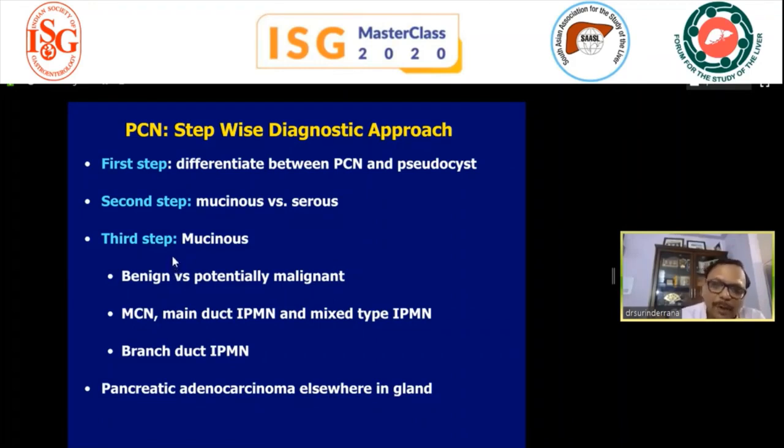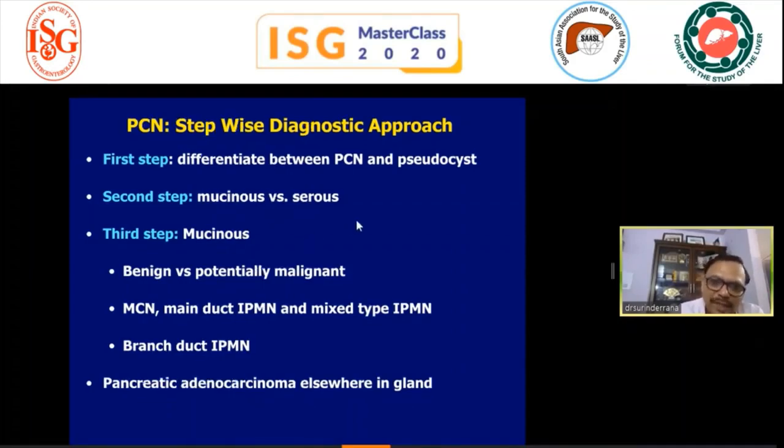And here comes the problem where you want to differentiate benign versus potentially malignant. So short of histopathology of the resected specimen, you just cannot do that. So what you do is you try to characterize them as MCN, main duct IPMN, mixed type IPMN, branch duct IPMN, and then offer treatment depending upon their natural history.